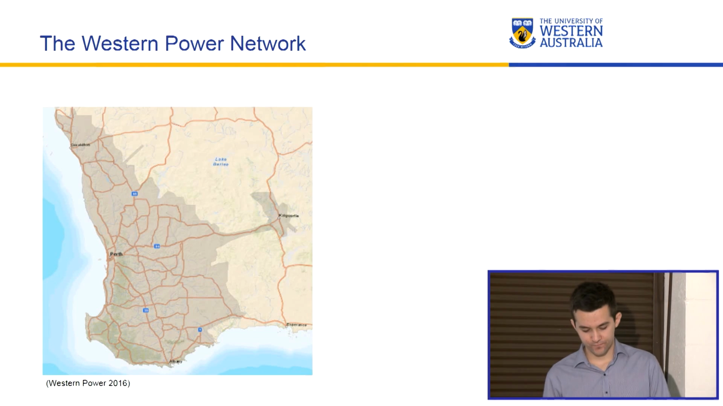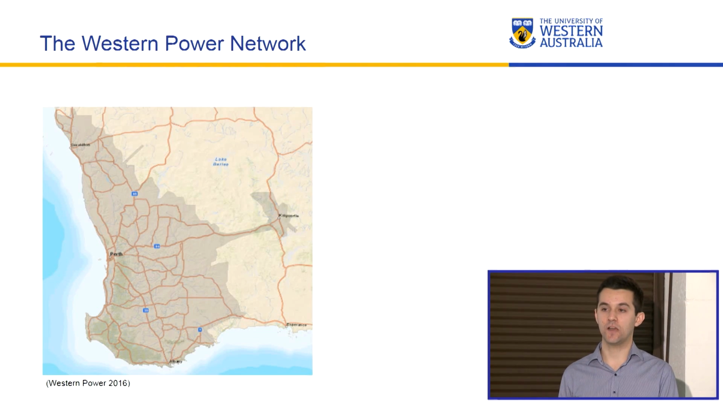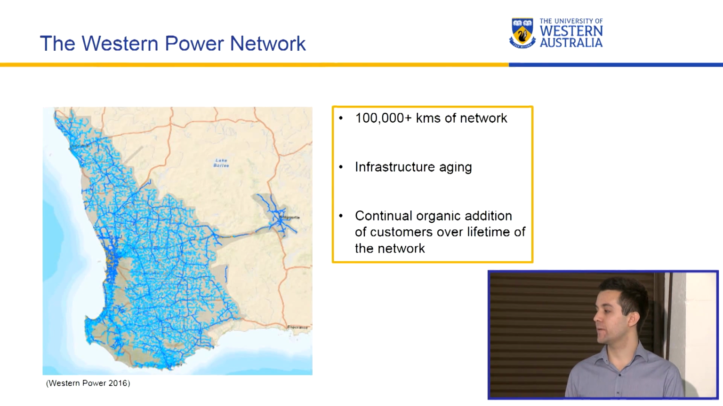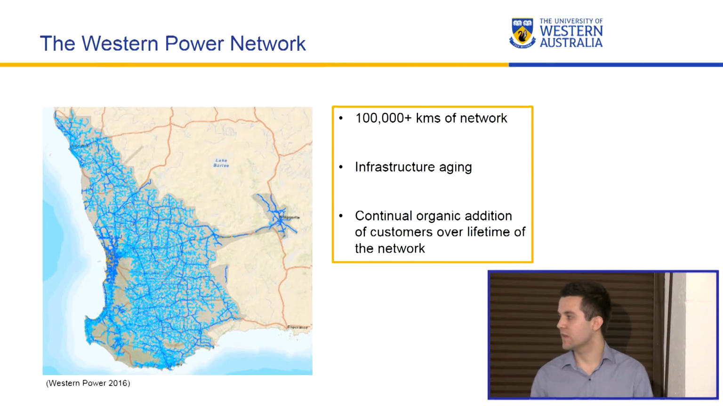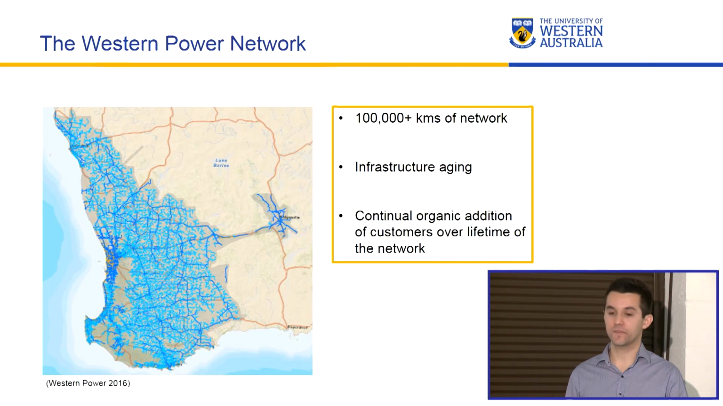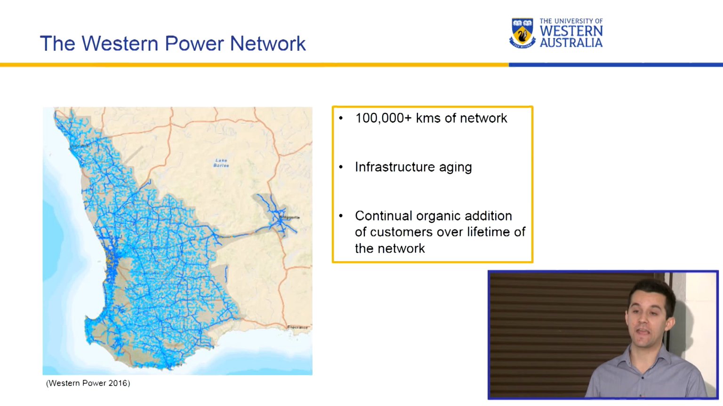Now, the applications that we are focusing on will be for Western Power's rural network. So if you're unaware, Western Power construct, maintain and operate the South West Interconnected System, which is what you see indicated by the blue lines on the figure on the left. Now the SWIS supplies electricity through over 100,000 kilometers of its physical network to over 1 million customers. So it represents a very, very large investment.